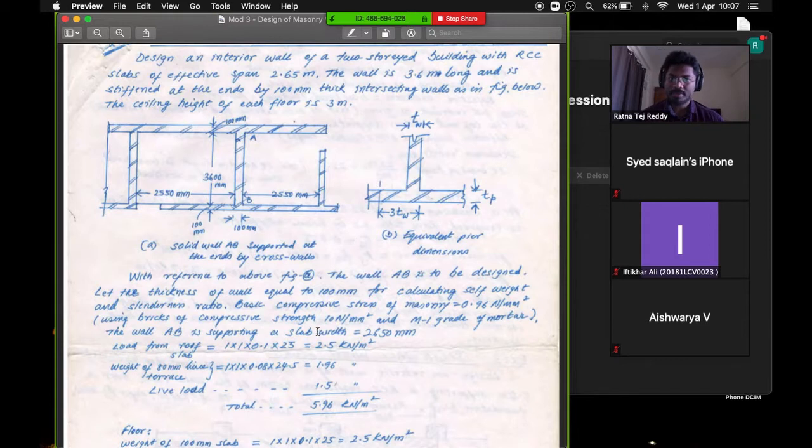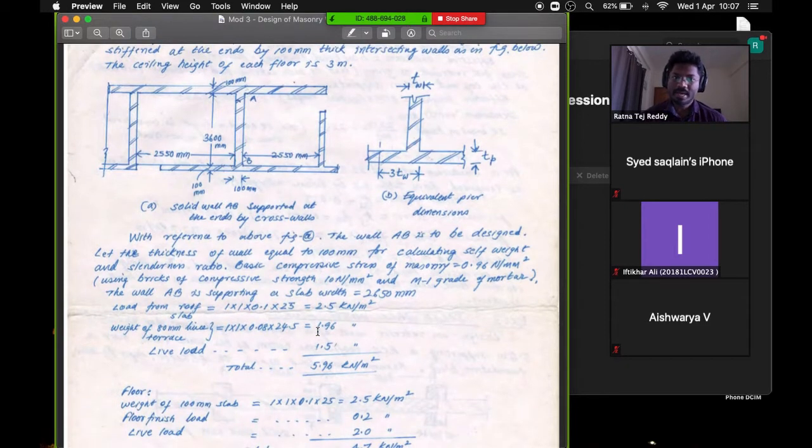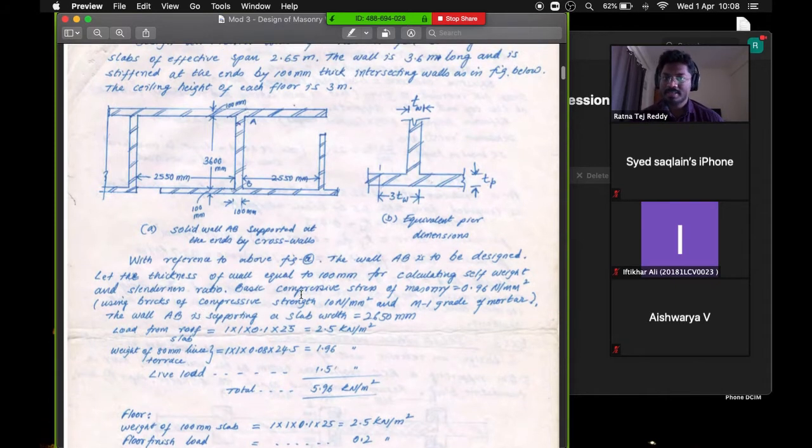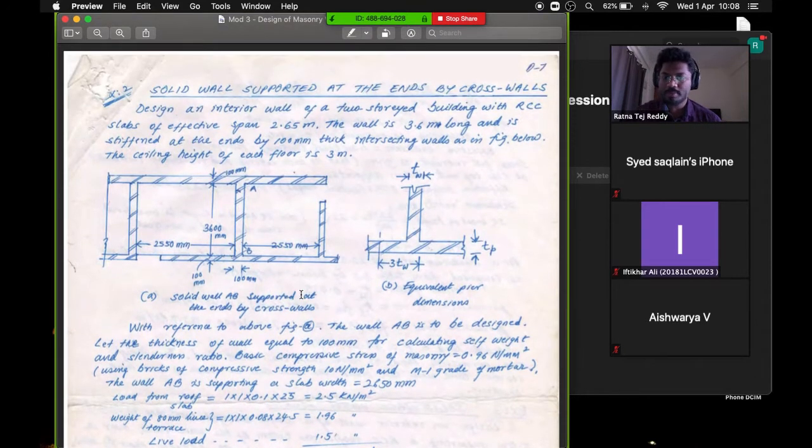With reference to the above figure, the wall AB is to be designed. We need to design AB, which you can see in the diagram. Let the thickness of the wall be equal to 100 mm for calculating self-weight and slenderness ratio. So, just like in the previous problem, we are to assume certain things over here. For instance, the thickness of the wall is something that is fundamental to be assumed. As a standard, we will always start with a 100 mm assumption, because you can't go below 100 mm as a minimum. 100 mm is the least you can assume for masonry walls. So assuming the thickness as 100 mm, let's proceed further.